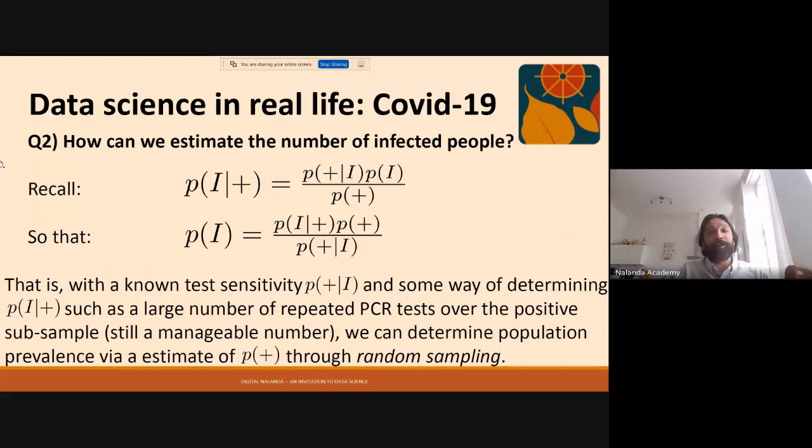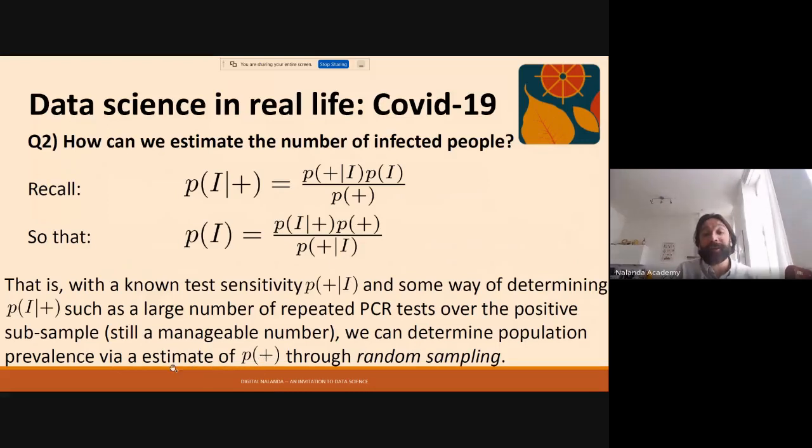So the question that we're interested in now is, how do we estimate the number of people that are infected out there? With a known test sensitivity, which is a fixed number, the probability that an infected person indeed tests positive, just some number on the side of the test, 0.95. And if you have some way of determining the probability that you are infected given a positive test, we can determine the population prevalence via an estimate.